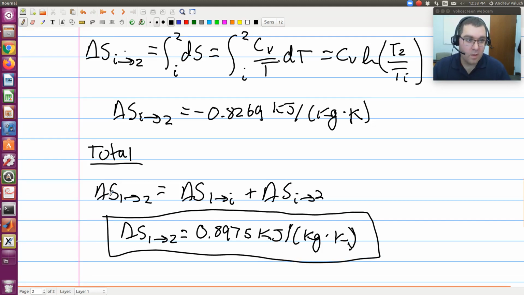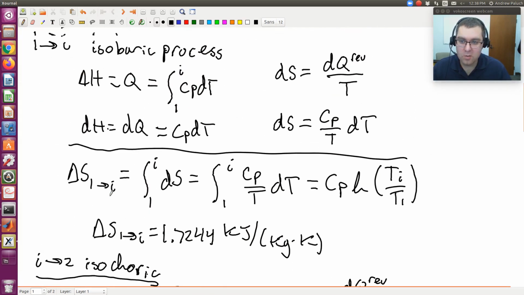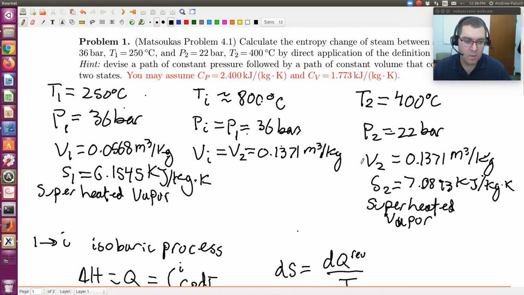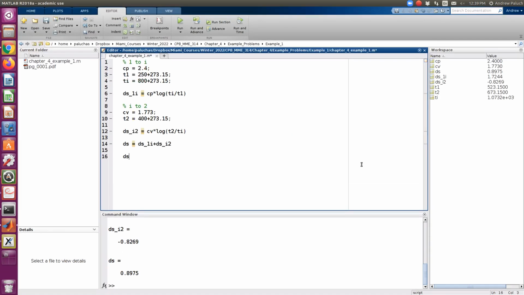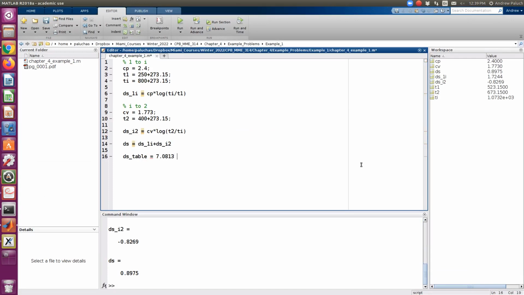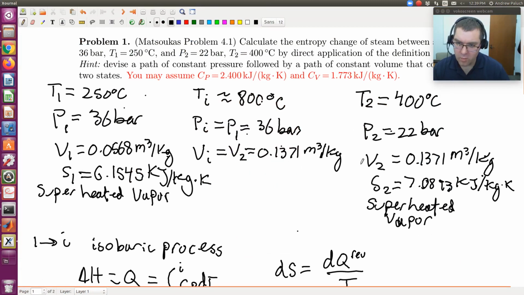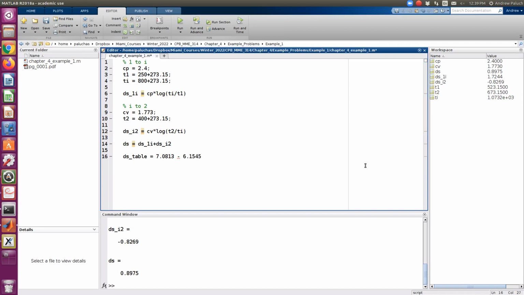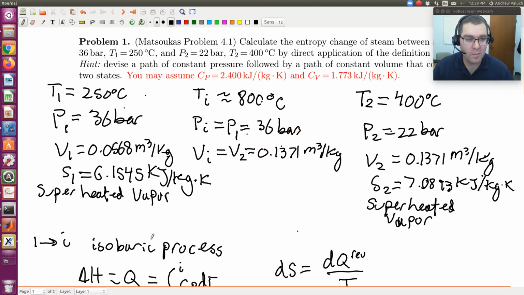Okay, great. And if you wanted to compare, we could try and compute it directly from the steam tables. So let's give it a try. The ds from the table would just be the entropy of my final state, which is 7.0813, minus 6.1545. So just for comparison, if I compute it using the tabulated values, I get 0.9268, which is pretty close to the value of 0.8975 we computed with those heat capacity values given. All right, hope that helps. We'll see you in the next problem.